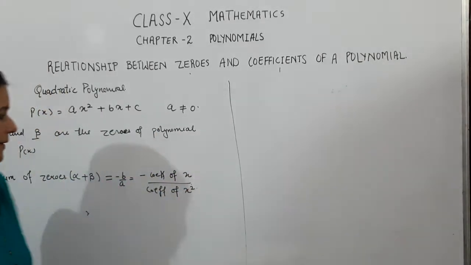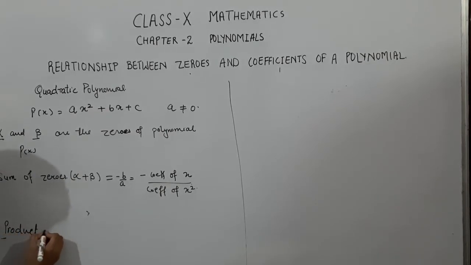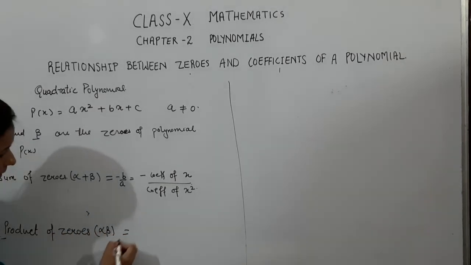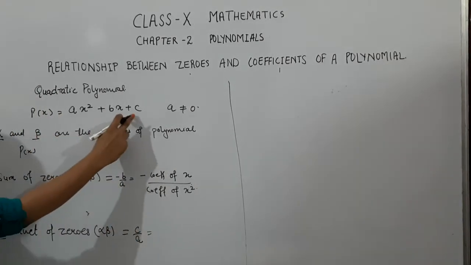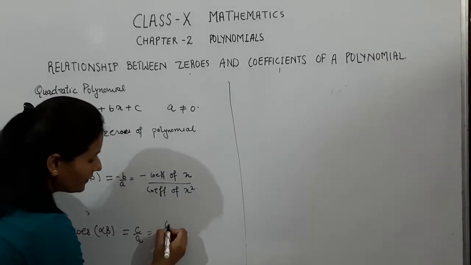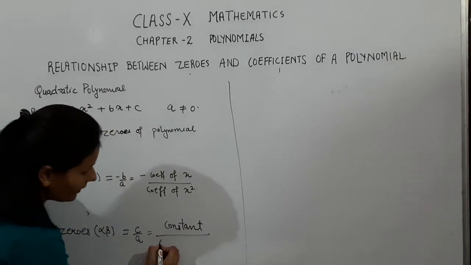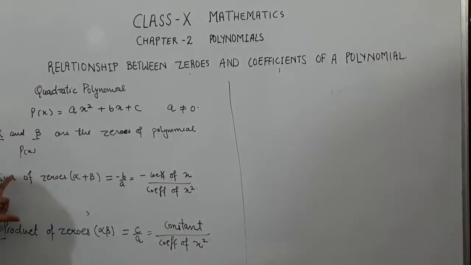And what is the second relation? The product of zeros, alpha into beta, will be equal to c upon a. That is, c is the constant term upon the coefficient of x². Right? So these two relations for a quadratic polynomial you have to learn, and for these two relations we will verify the examples.